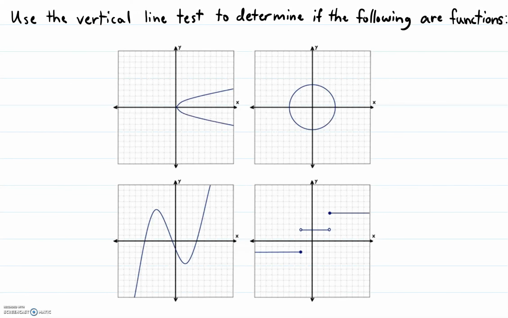So the vertical line test just says that you can draw vertical lines wherever you want on your graph. And if you run into your graph at more than one point on any given vertical line, then what you're looking at is not a function.